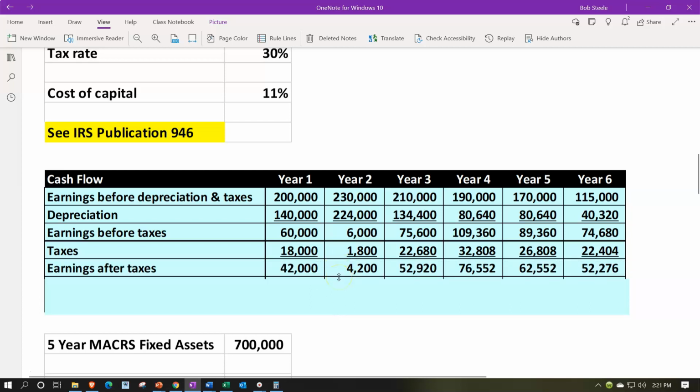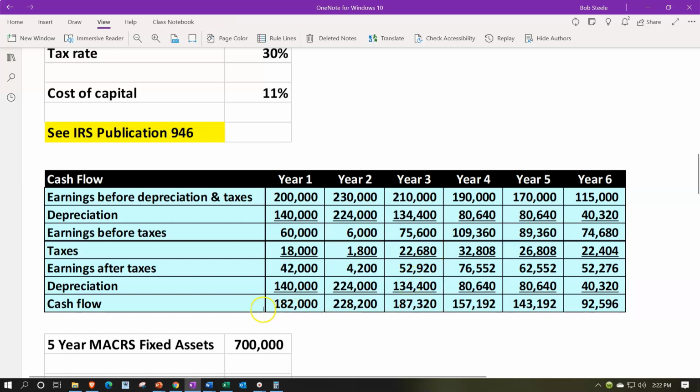So then we're going to have the earnings after taxes, which we would then simply subtract these out. The 60,000 minus the 18,000 is the 42,000. 6,000 minus the 1,800, 4,200. 75,600 minus the 22,680 is the 52,920, and so on. And then we're going to add back the depreciation. So here's the depreciation column.